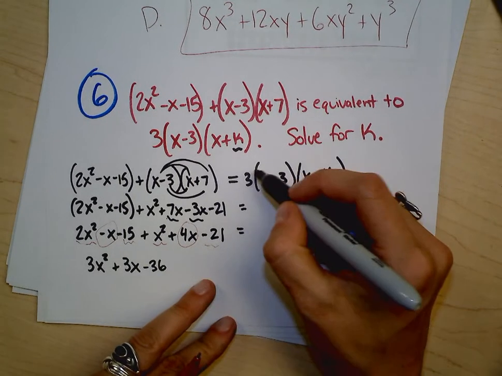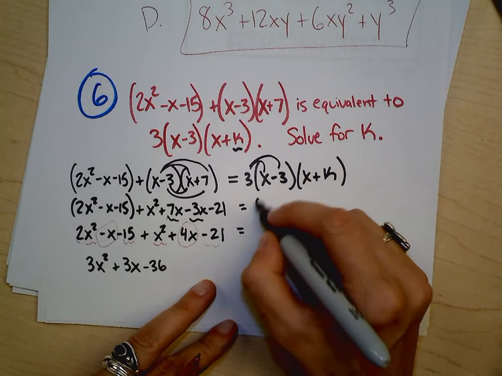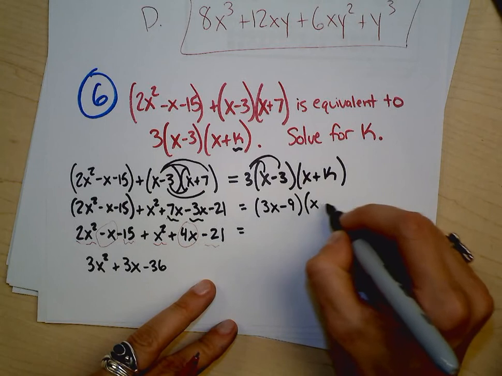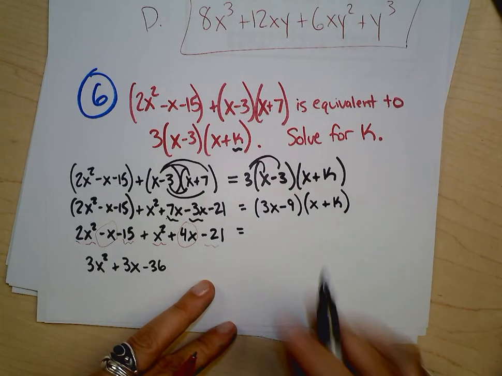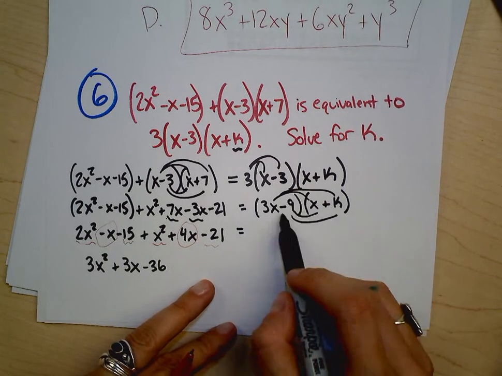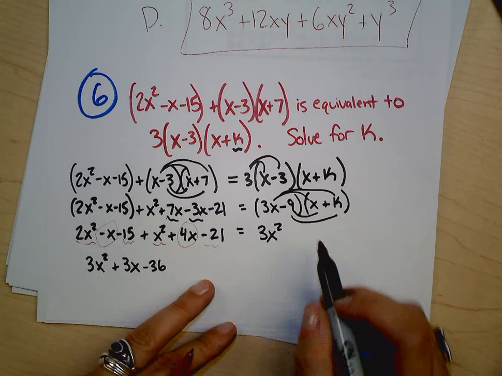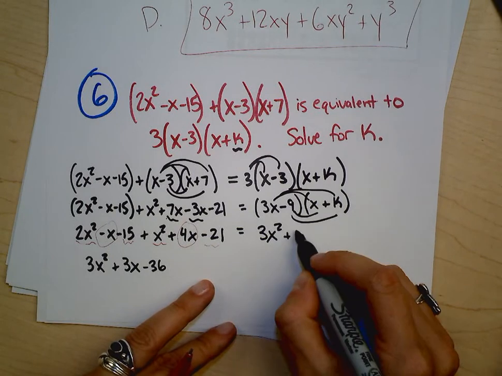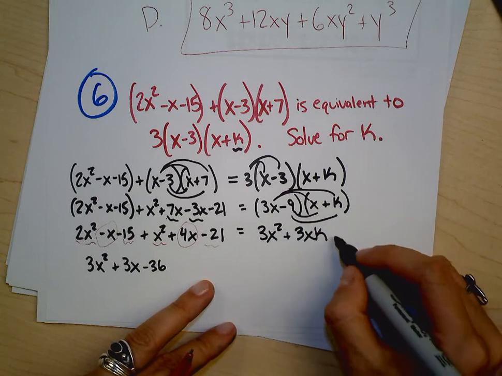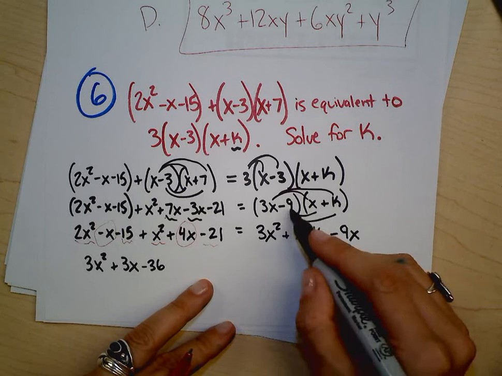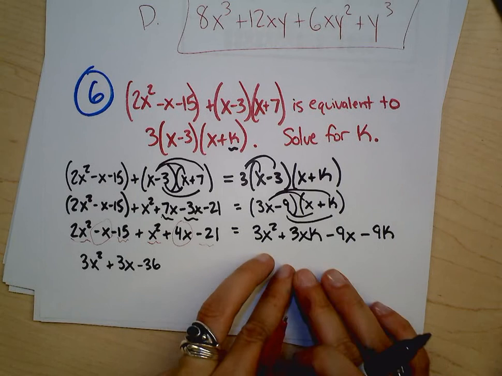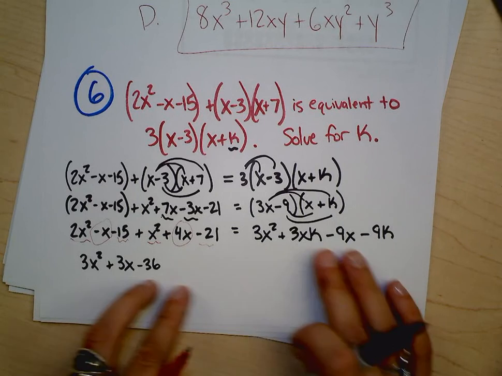I'm going to distribute this 3 first. So I get 3x minus 9 and then x plus k. Now I'm going to FOIL, or just distribute, however you want to say. 3x times x gives me 3x squared. 3x times k. So this is going to be 3xk. Minus 9 times x gives me minus 9x. Minus 9 times k gives me minus 9k. I don't have any terms that I can combine here. So I'm done here. So let's go here now.